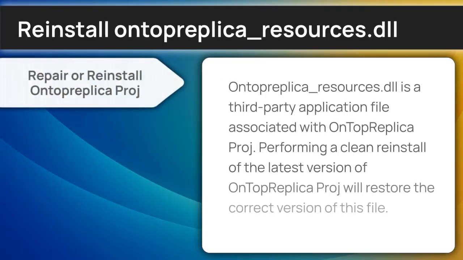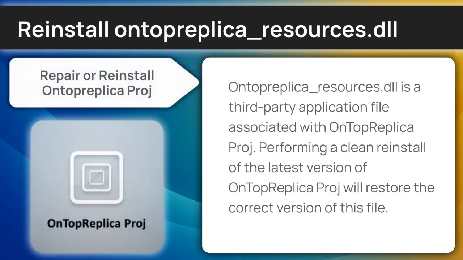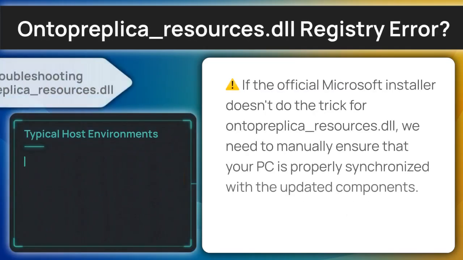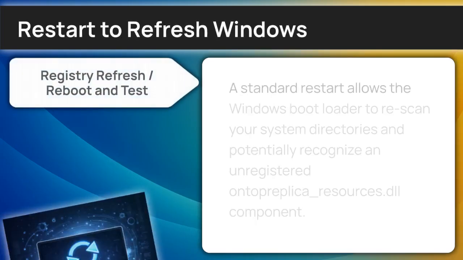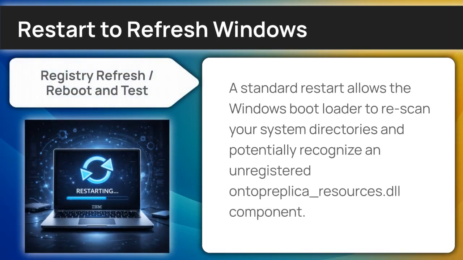OnTopReplica Resources is a third-party application file associated with OnTopReplica Proj. Performing a clean reinstall of the latest version of OnTopReplica Proj will restore the correct version of this file. When a standard software refresh isn't enough, we need to bypass the automated installers and look at manual system state resets. A standard reboot clears out temporary memory conflicts and gives the Windows loader another chance to properly register the OnTopReplica Resource Library component during startup.